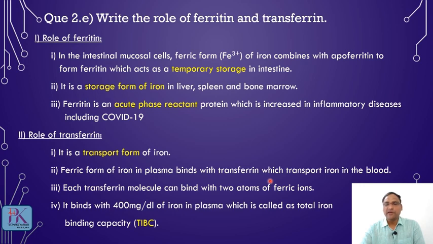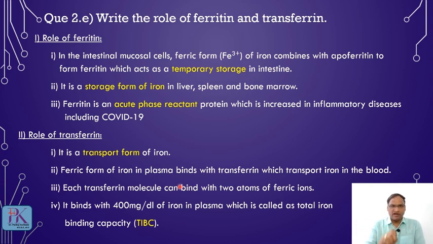And the last one is you have to mention TIBC, that is total iron binding capacity. Ferric transferrin binds with 400 milligram per deciliter of iron in the plasma. This is called total iron binding capacity. So in a nutshell, as you must know from studying iron metabolism, ferritin is a storage form and transferrin is a transport form.